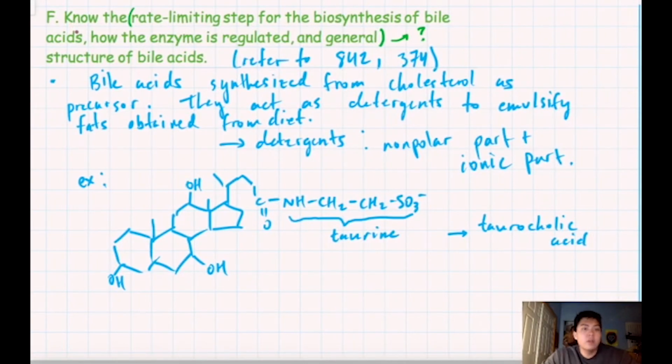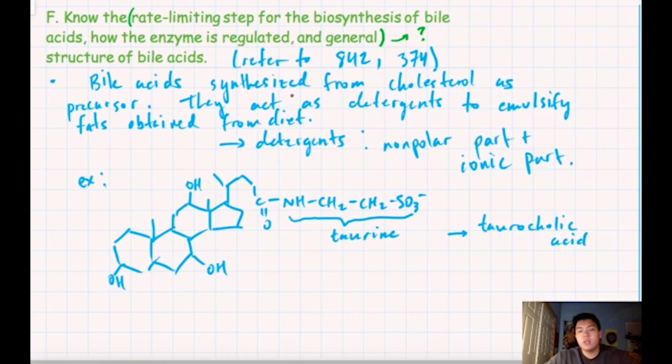Last objective, and I actually drew parentheses over here: rate limiting step for the biosynthesis of bile acids and how the enzyme is regulated, and also the structure of bile acids. So refer to these two pages. This was in our reading, 842, 374. That was in the past, chapter 10, I think it was. So I looked everywhere in our textbook for this thing in parentheses, the biosynthesis of bile acids. Couldn't find anything. I'm really sorry.